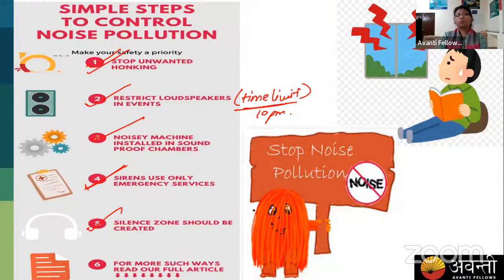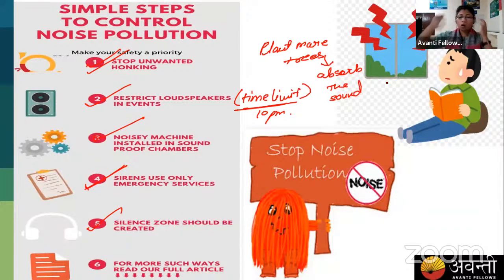And to reduce noise pollution, we also have to plant more trees, because trees are able to absorb sound. You have seen nowadays that on the sides of the road, the government has started installing more and more plants, so that the sound produced by the vehicles gets absorbed, and the people residing there would not have any hearing problem in the future.